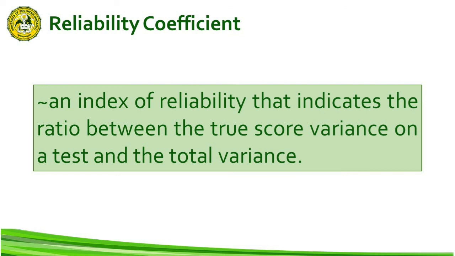The meaning of reliability coefficient is already discussed in the first part of this chapter. So now we'll be reviewing that definition, because I know that you already have an understanding of this reliability coefficient. By definition, reliability coefficient is an index of reliability that indicates the ratio between the true score variance on a test and the total variance. So reliability coefficient is somewhat a numerical representation of a test's reliability.